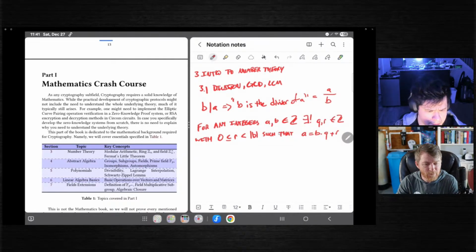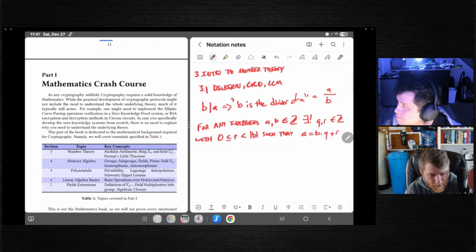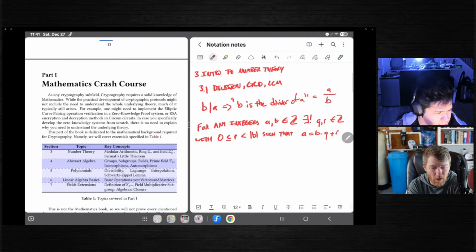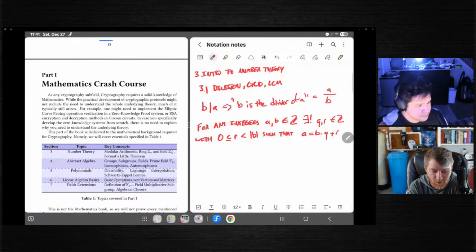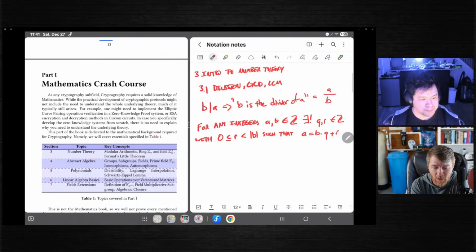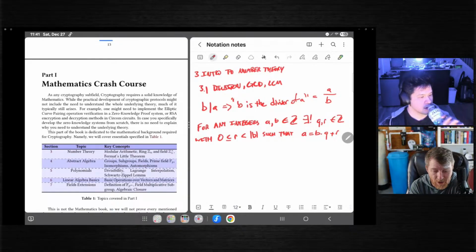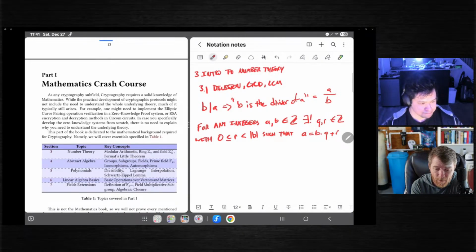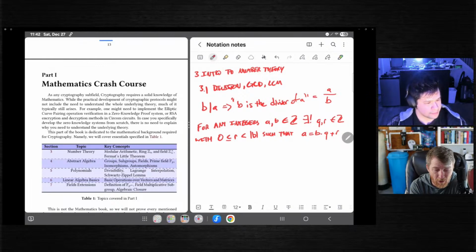Yeah, I'll do that. As any cryptography subfield, cryptography requires a solid knowledge of mathematics. While the practical development of cryptographic protocols might not include the need to understand the whole underlying theory, much of it typically still arises. For example, one might need to implement the elliptic curve pairing operation verification in a zero-knowledge proof system, or RSA encryption and decryption methods in circom circuits. In case you specifically develop a zero-knowledge system from scratch, there is no need to explain why you need to understand the underlying theory. This part of the book is dedicated to the mathematical background required for cryptography.